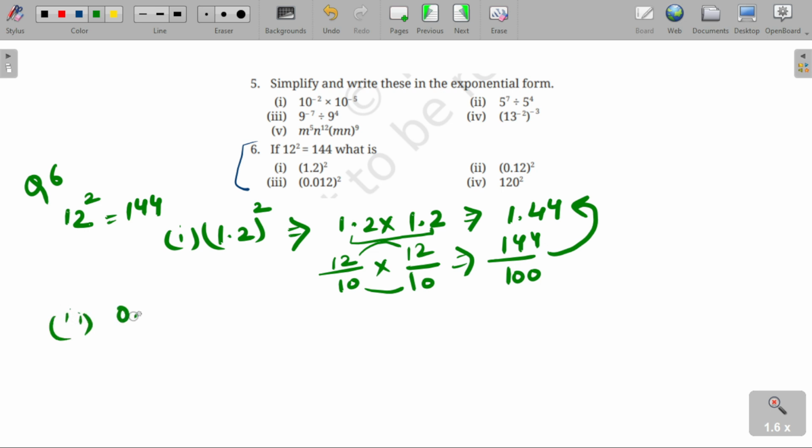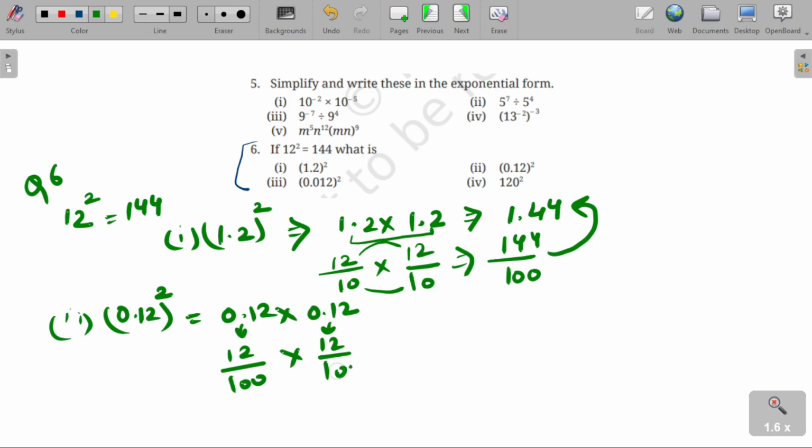The second part is 0.12 square. So this will be 0.12 into 0.12. Converting them into fractions, this will be 12 upon 100 into 12 upon 100. So this will lead us to 144 upon 10,000. So the answer will be 0.0144, the second part. Fine.